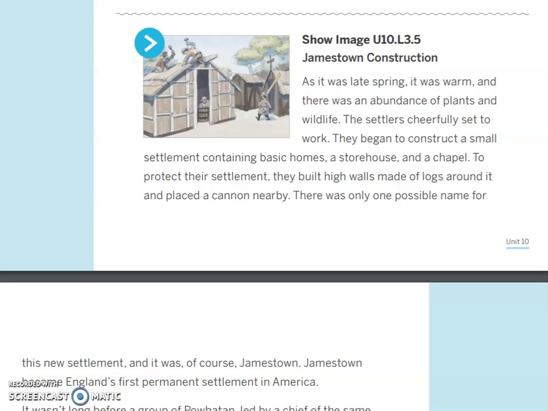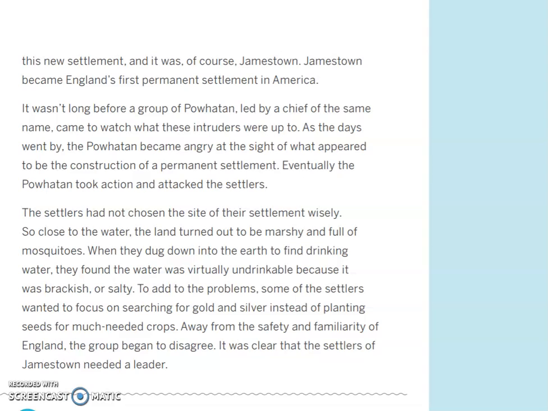As it was late spring, it was warm, and there was an abundance of plants and wildlife. The settlers cheerfully set to work. They began to construct a small settlement containing basic homes, a storehouse, and a chapel. To protect their settlement, they built high walls made of logs around it and placed a cannon nearby. There was only one possible name for this new settlement, and it was, of course, Jamestown. Jamestown became England's first permanent settlement in America.